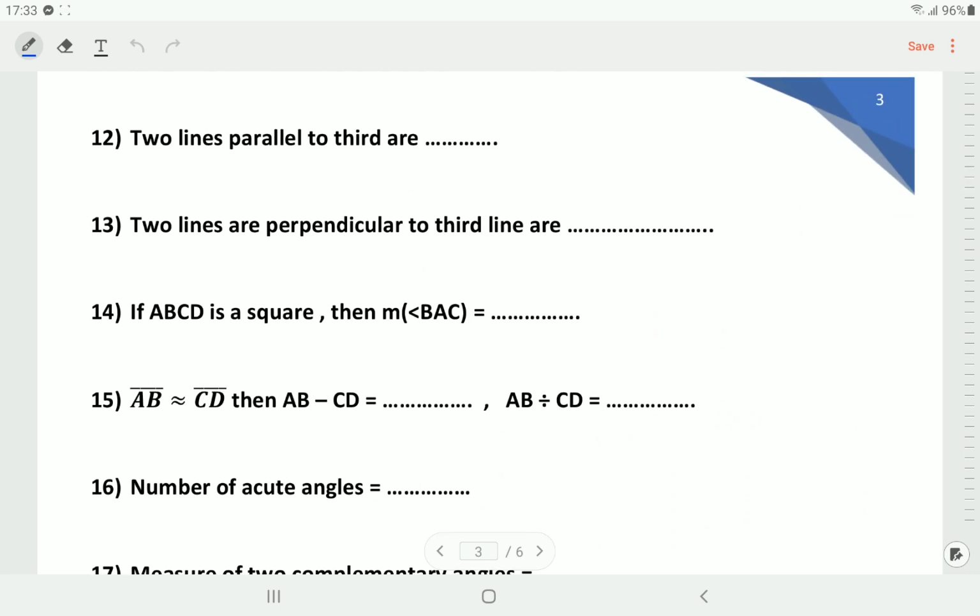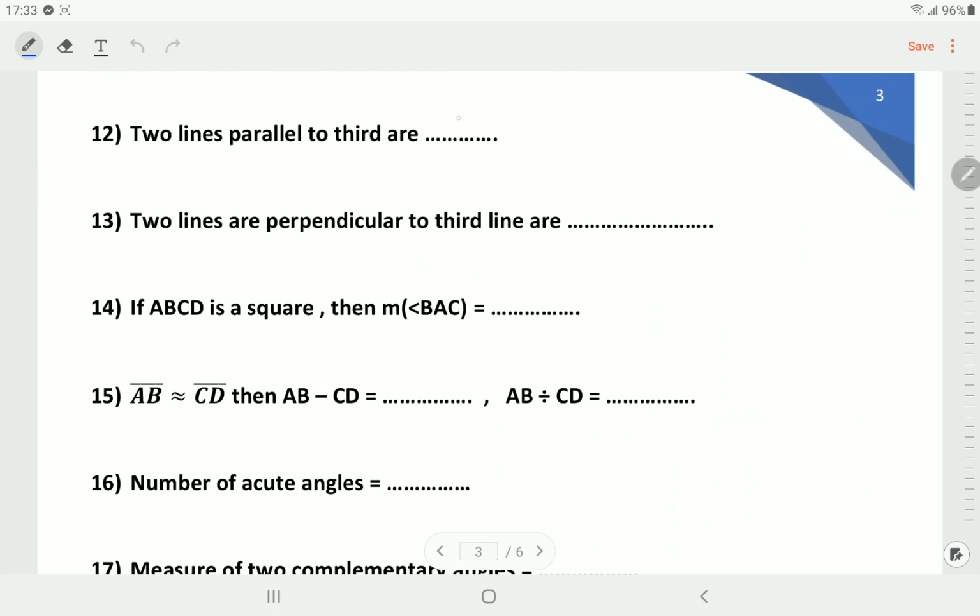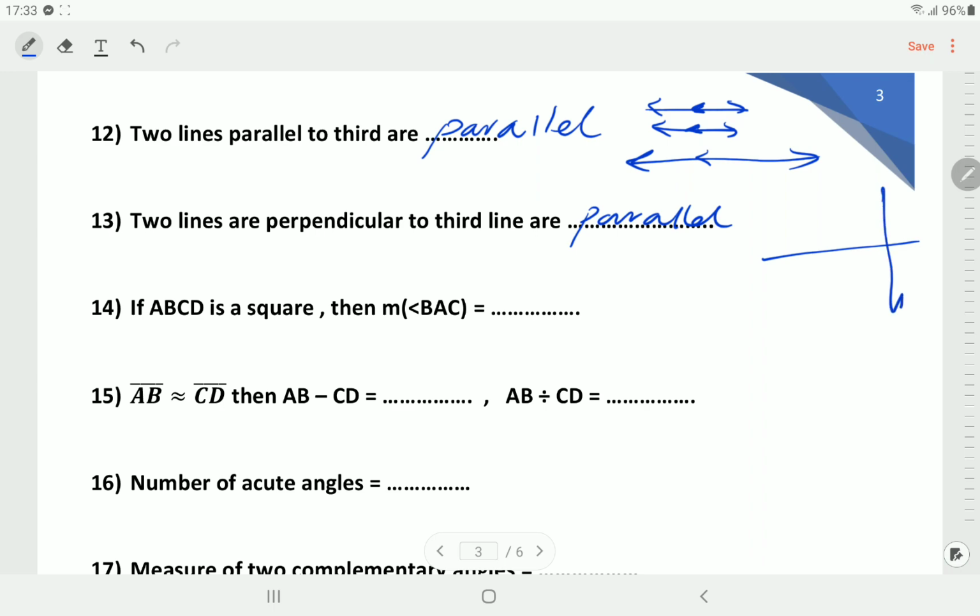Now, two lines parallel to a third are what? If you have two straight lines parallel to a third, then these two lines are parallel. Two lines perpendicular to a third line are parallel. We have two lines, this line perpendicular on the third line, and another line perpendicular. Then what is the relation between this line and this line? They are parallel.